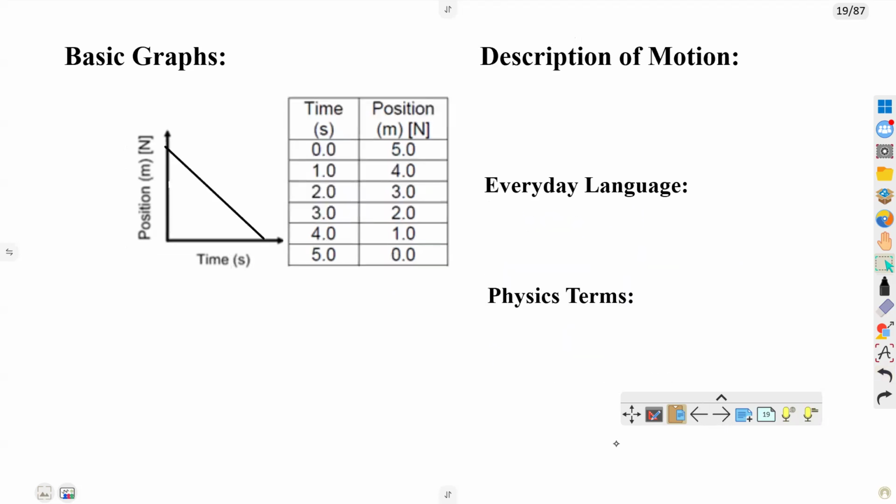Okay. Conversely, here we kind of see the opposite. We're starting at 5 meters away, and over the next 5 seconds, we're moving 1 meter each interval, and we're ending up at the reference point, where we're at position equals 0. So again, we are moving towards the reference point.